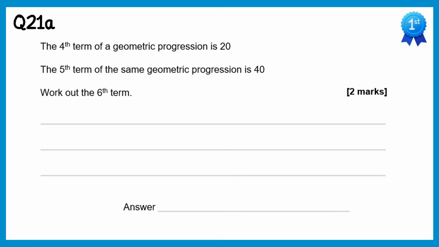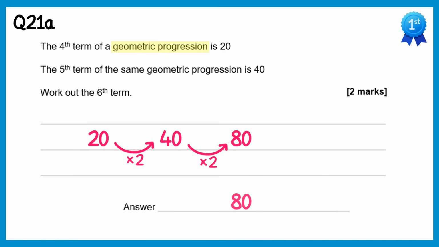In this question we have a geometric progression. We're told the fourth term is 20 and the next term, the fifth term, is 40. To get from one term to the next term in the geometric progression, you must always be multiplying or dividing by the same number. So what do we do to get from 20 over to 40? Well, we're going to multiply by 2. So to get from 40 to the next term, which is the one we want to find, we just multiply by 2 as well, which will give you 80. And that's the answer to the question.